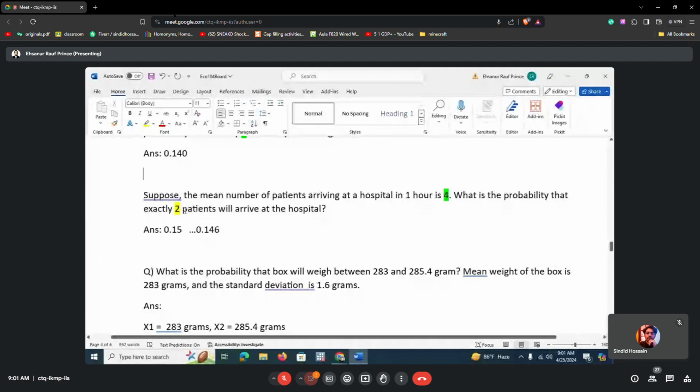This time the value of x is 2, right? So the mu value is changed, the x value is changed, right? And you know the value of e. If you plug in the values, the probability would be like this. Either you will get 0.15 or 0.146, right?